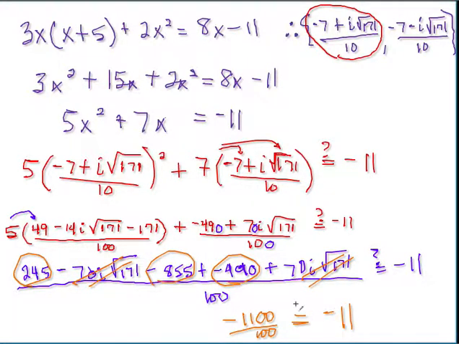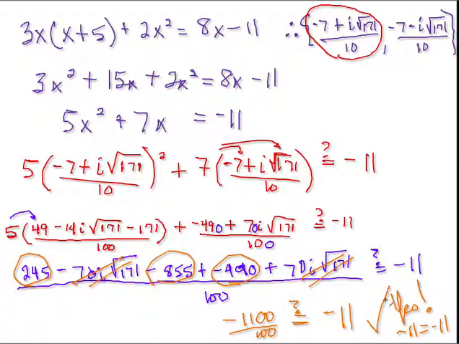So the question is, are they equal? Negative 1100 over 100 is negative 11. Yes! Negative 11 equals negative 11. So there we go, that's one way to do it. There are other ways you could do it; you just have to prove one side equals the other side, however you want to. We'll see you in class later. Okay, bye-bye.